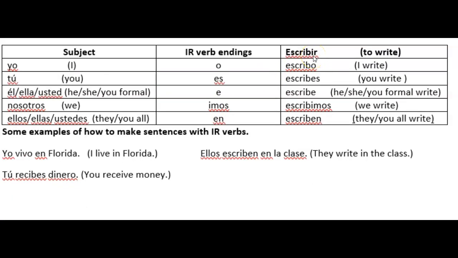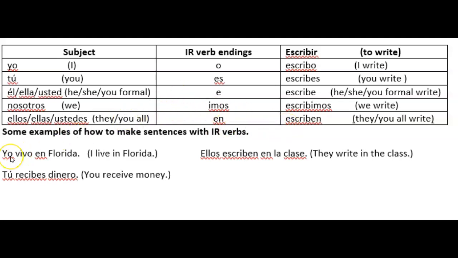The IR verb we have here is escribir, to write. With yo, it ends in an O, so yo escribo, I write. Tú, es, so tú escribes. Él, ella, usted, e, escribe. Nosotros escribimos. And then ellos, ellas, ustedes, en, escriben.